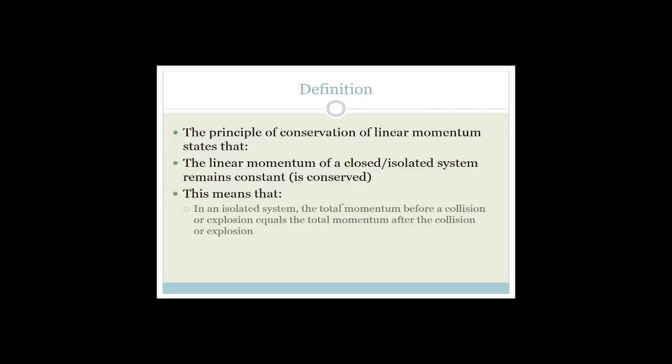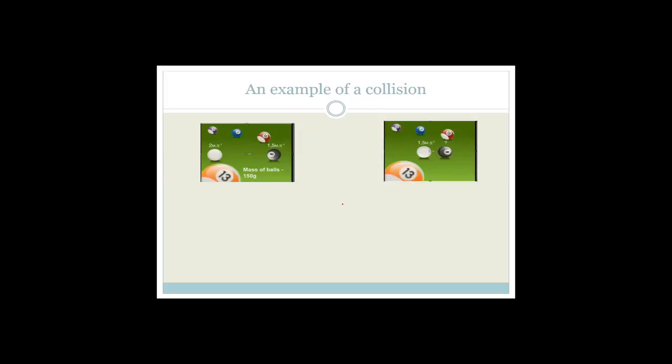Now we need to talk about the principle of conservation of momentum, because it is dependent on a closed isolated system. It states that the linear momentum of a closed isolated system remains constant. What that means is that if you have a collision or an explosion, the total momentum before the collision is going to equal the total momentum after the collision. The total momentum before has to equal the total momentum after. And the only way to really understand this is to do some examples.